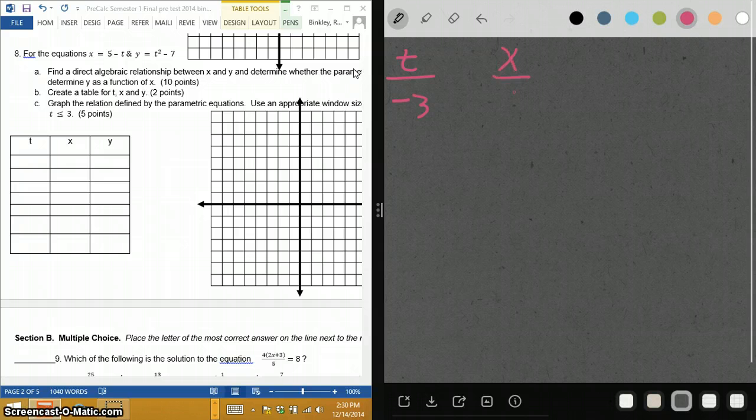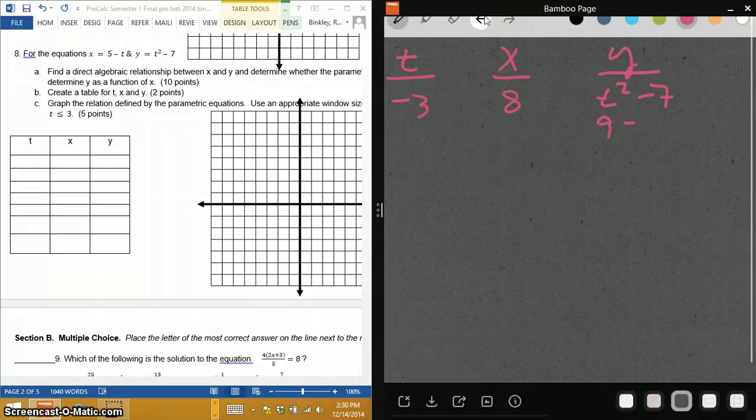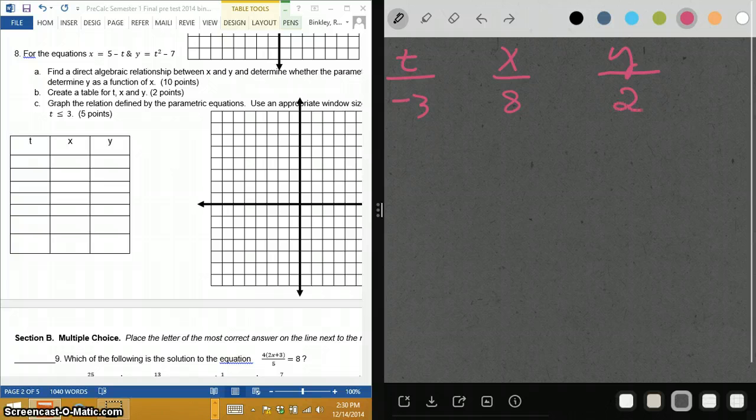Our x was 8, and our y is going to be 9 minus 7, because we have t squared minus 7. -3 squared is 9, minus 7, so the answer here is going to be 2. So we have one point you can plot, which is 8, 2.